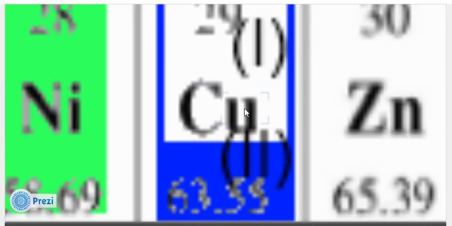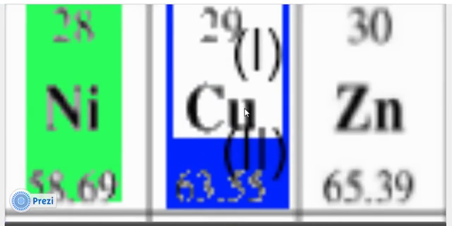Let's start with copper. Now I apologize, I had hoped to find a picture of a periodic table that did all this for me on Google. Google let me down. It's a very sad moment in my life. I need a moment to collect myself.